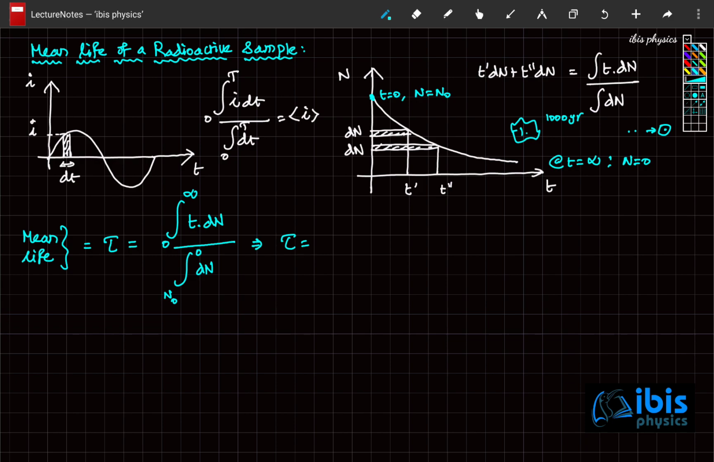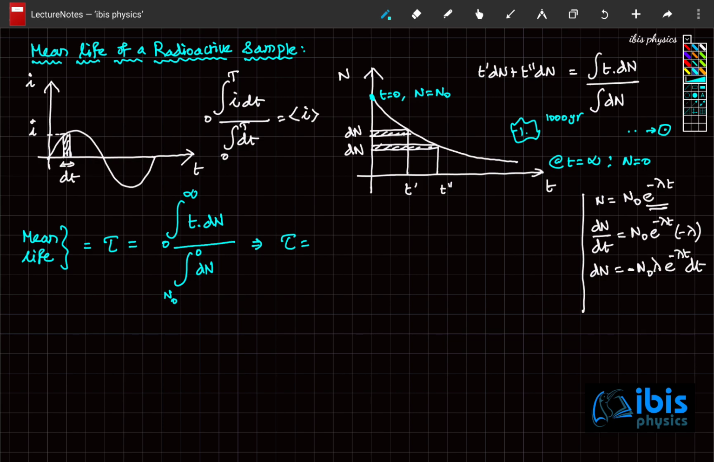So from the Rutherford-Soddy law, you know that n is equal to n0 e power minus lambda t. Then dn by dt equals n0 times the derivative of e power minus lambda t, which is e power minus lambda t into d by dt of minus lambda t, which becomes minus lambda. Hence dn is equal to minus n0 lambda e power minus lambda t into dt.